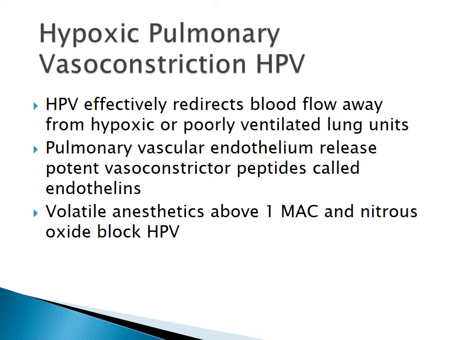All right, when we talk about HPV, before I get off of this, volatile anesthetics block that. So let's think about that for a second. Volatile anesthetics above 1 MAC block HPV, what's the risk? Your blood is equally distributed. Increased ventilation perfusion mismatch. Do you guys agree with that? 100% yes. Because if I'm going to send the ventilation to an area that's not being perfused, that's not really doing me a whole lot of good, is it?